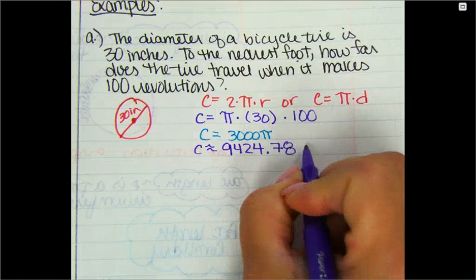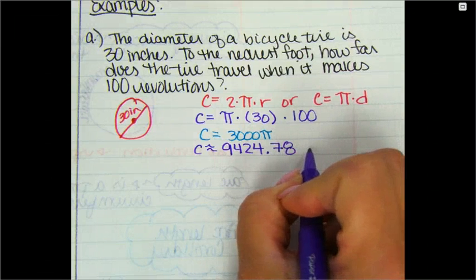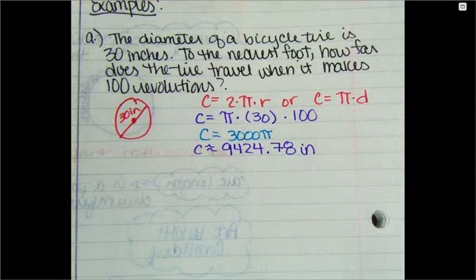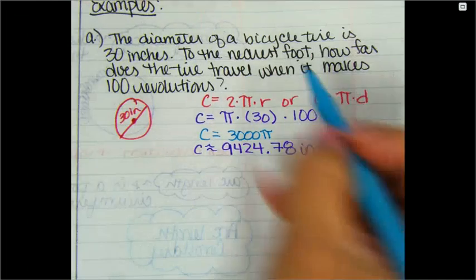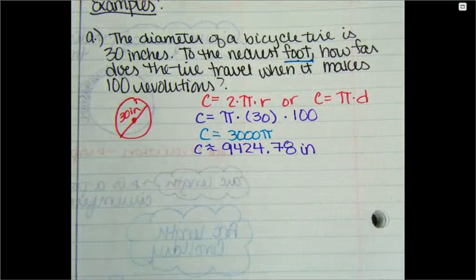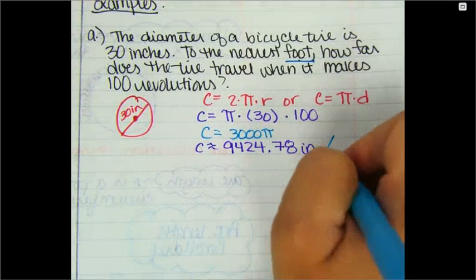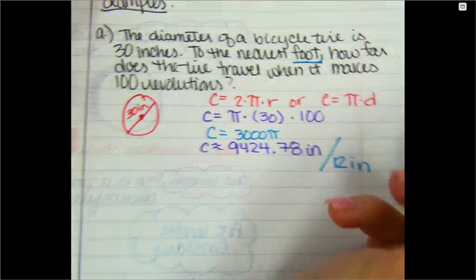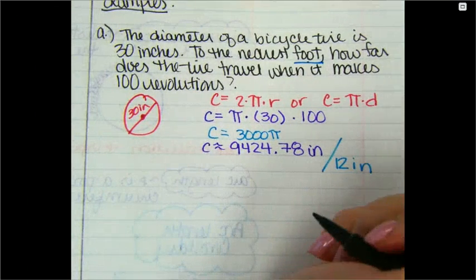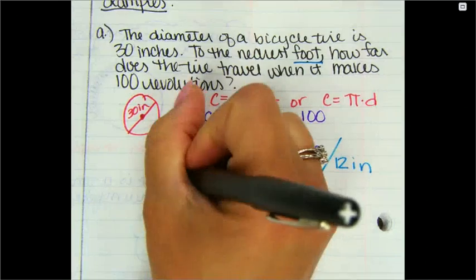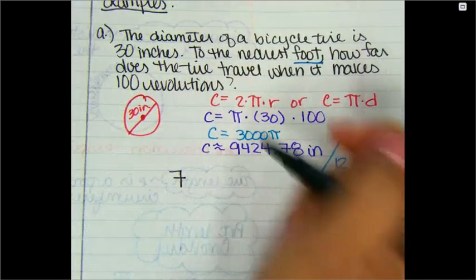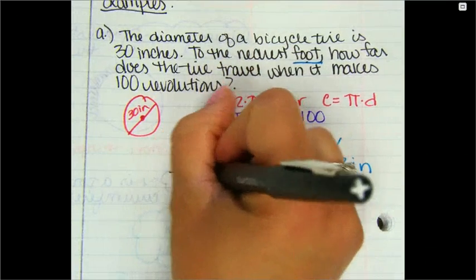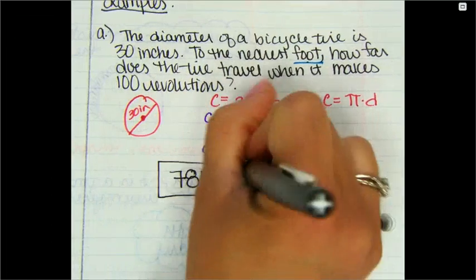9,424.78. What is our answer in? It's in inches. Thank you, Brian. It's in inches, but my question did ask for what? Nearest foot. So how do you find that? Divide by 12. Why 12? Yeah, 12 inches in a foot. Tell me how far my bike has traveled, or my tire. It says nearest foot, so round correctly. So 185 feet. There you go.